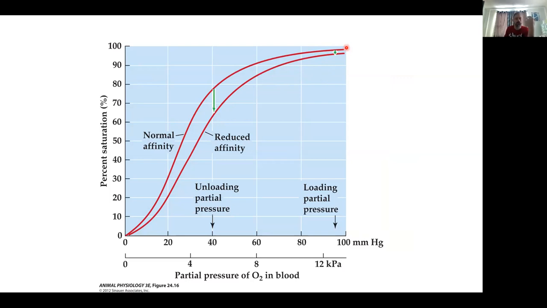Okay. The only place that we actually see significant differences between these two curves is over here in the offloading zone. It doesn't change the rate at which we pick up oxygen, it only changes the rate at which we drop it off. Okay, and again, that's really important for us. We really need to not have negative effects on our ability to pick up oxygen, because that would really kind of defeat the whole purpose of being able to drop it off.